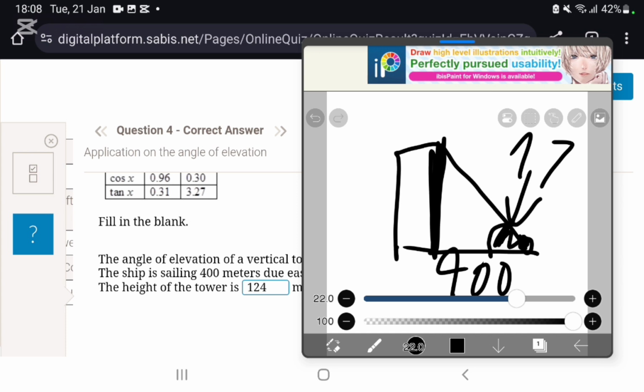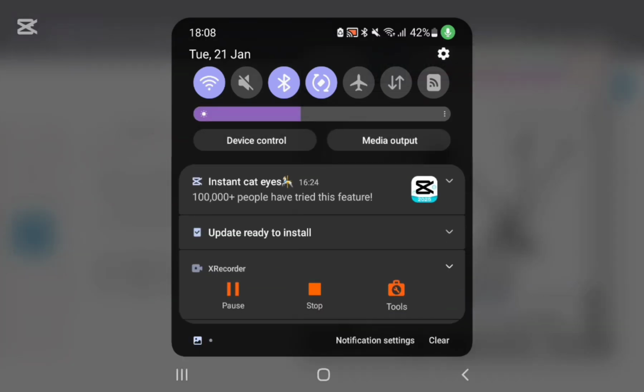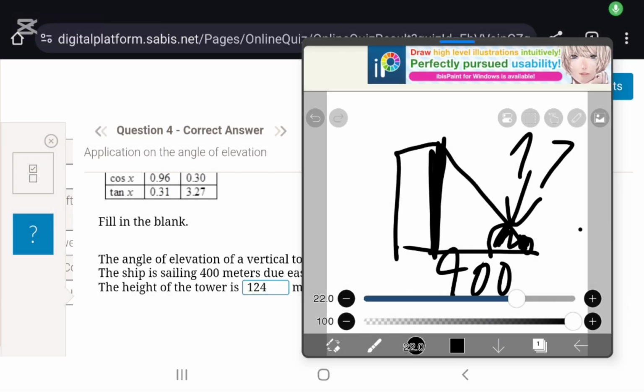Now, what is the height? How is the height related to the angle? As we can see here, the height is opposite to the angle. And the 400 that we have here is adjacent to the 17. So we know that tan is opposite over adjacent. So to find the answer, we're just gonna do tan 17.